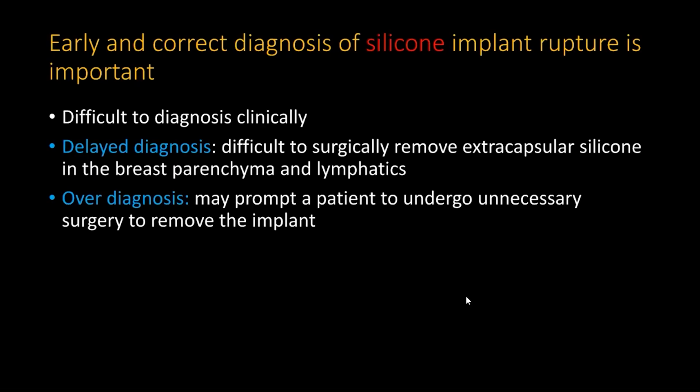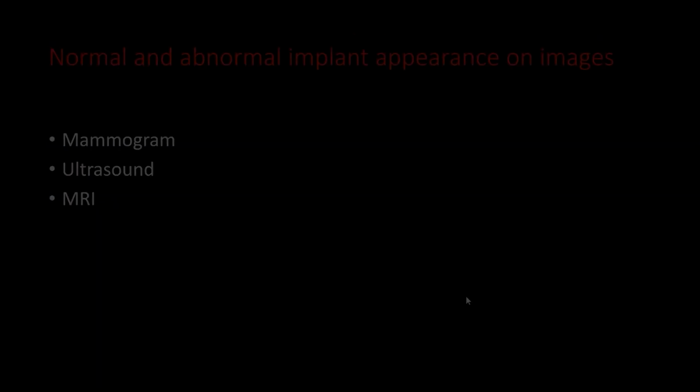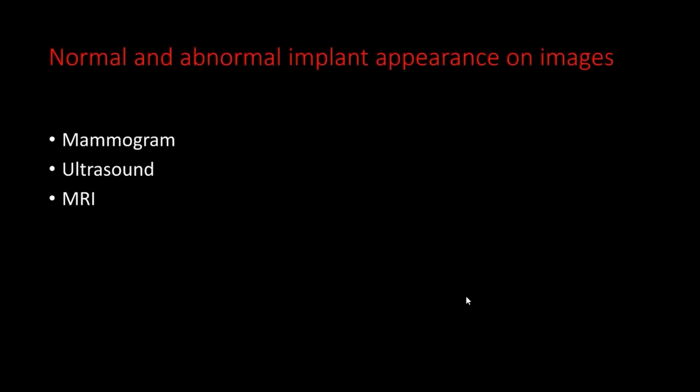That's one case. On the other side, if you overdiagnose the implant rupture, it can also cause a problem. For example, there is no implant rupture, but you call it, and then you prompt the patient to go to the OR for surgical removal. You can imagine what trouble it can cause, right? Let's look at a few normal and abnormal implant appearances on imaging, especially on mammogram, ultrasound, and MRI.